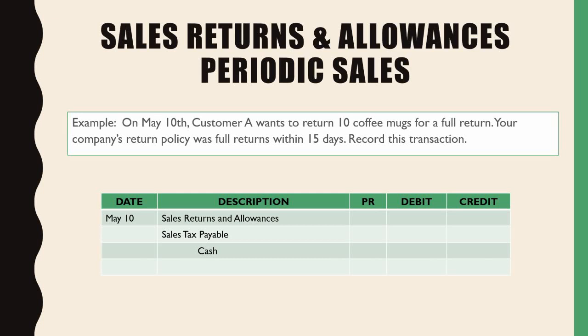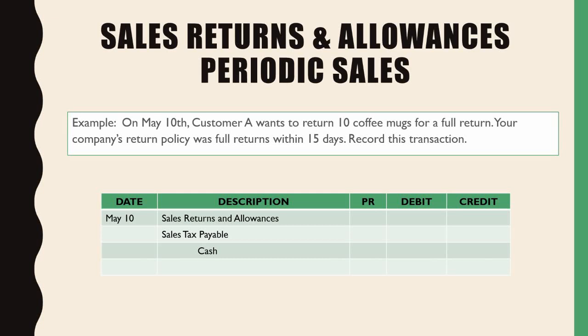So let's go ahead and calculate this. If it cost me $5 for each coffee mug, and I'm making a return, a full refund, I'm giving this customer their money back. How much is the sales returns and allowances? $50, good.